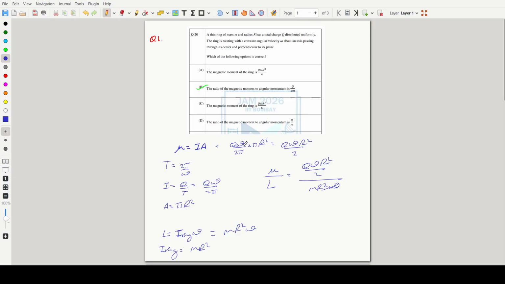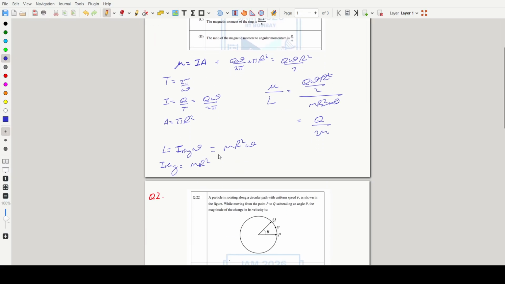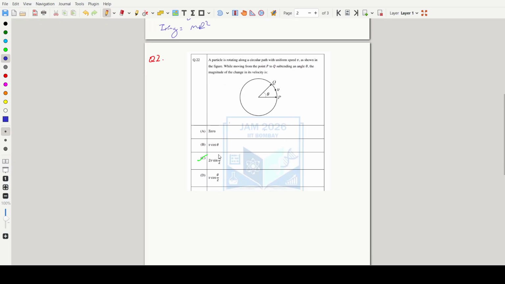So r square omega gets cancelled. You're left with q by 2m, which matches option B. That was it. So moving on to the next question.